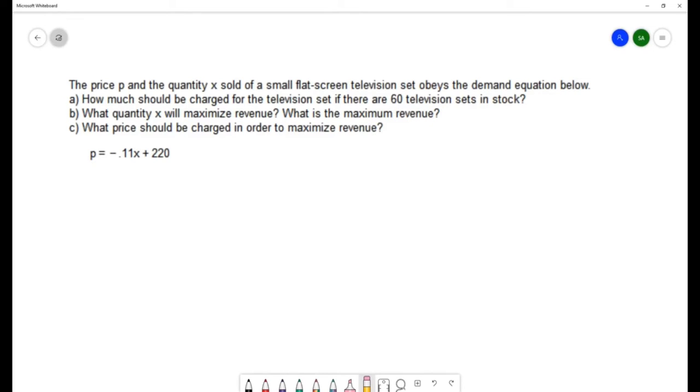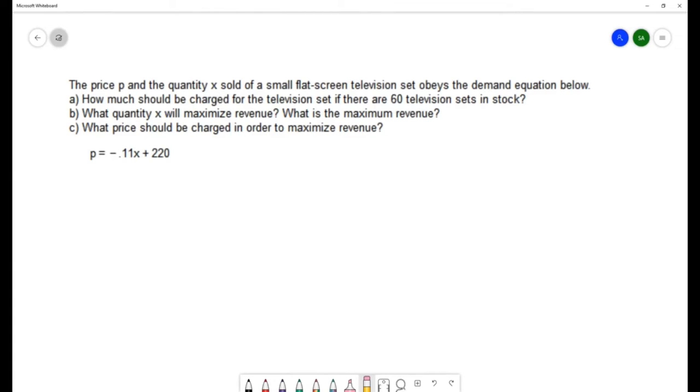So I want to focus on what the variables stand for for a moment. The price P represents the price, and the quantity X is the number of flat screen television sets we have. So in part A, it asks how much should be charged, that's the price, for the television set if there are 60 television sets in stock. So 60 is the quantity of television sets, that's the value of X, and we're looking for the price P, how much should be charged.